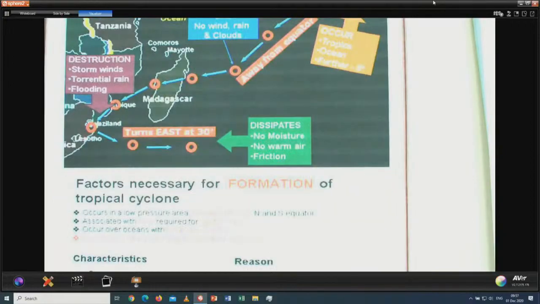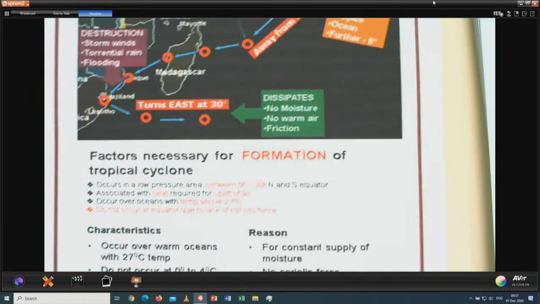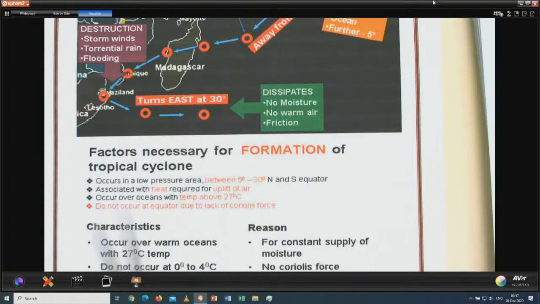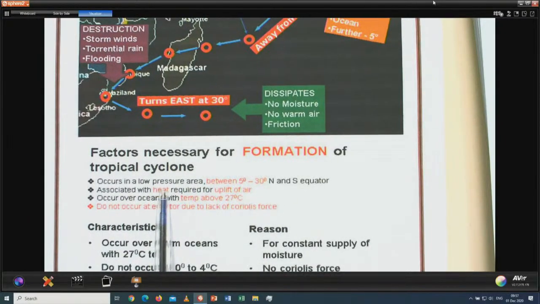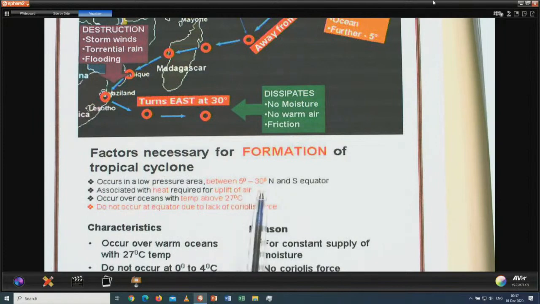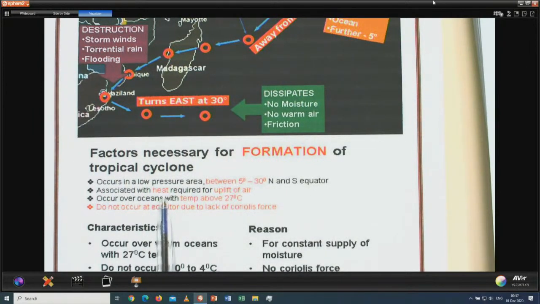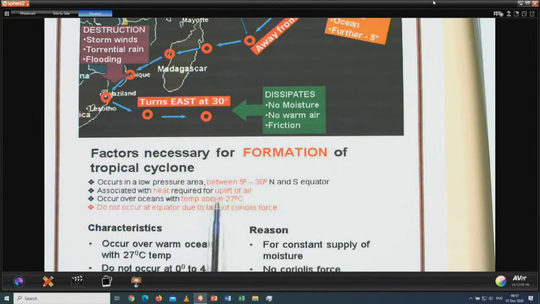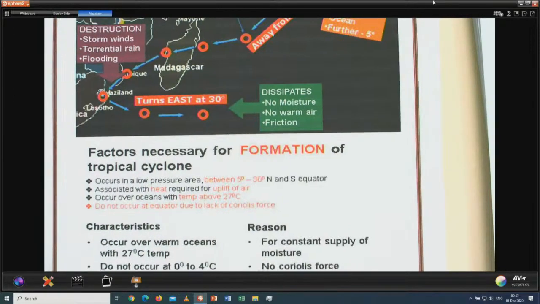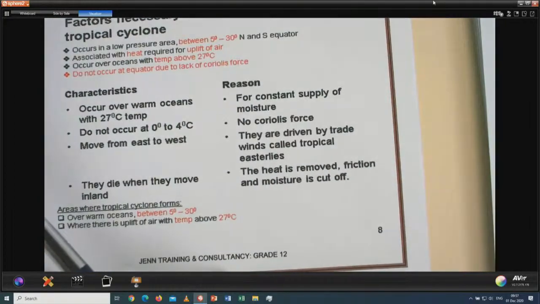Right, now the factors necessary for the formation of a tropical cyclone. We are going to look at these factors. They occur in low pressure areas between 5 degrees and 30 degrees north and south, associated with heat required for uplift of air. They occur over oceans with a temperature of approximately 27 degrees Celsius and do not occur at the equator due to the lack of Coriolis force. So these are the characteristics.